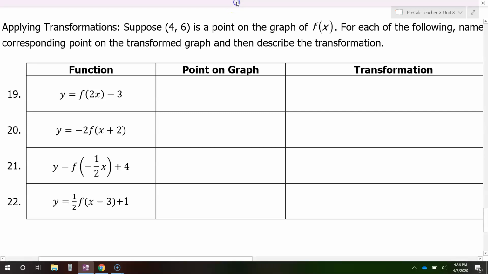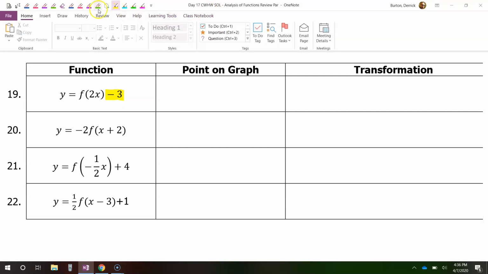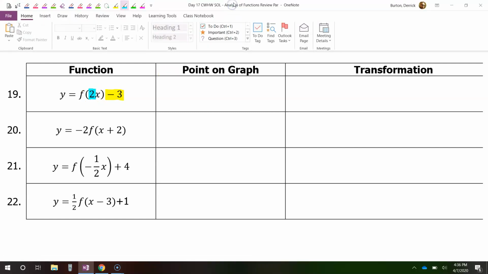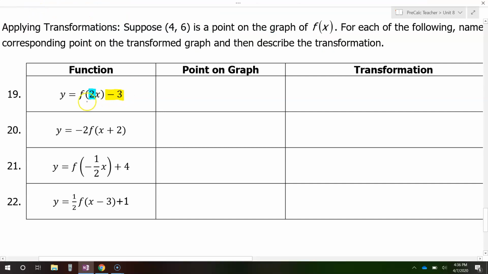of x. So some transformations will apply to y values. Those will be the ones that are outside of the function. And then other transformations will apply to the x value. Those will be the ones that are inside the function. Okay, so let us be careful. The transformation that applies to the x value inside the function is always going to be something horizontal. So I know that I'm looking at a horizontal something.